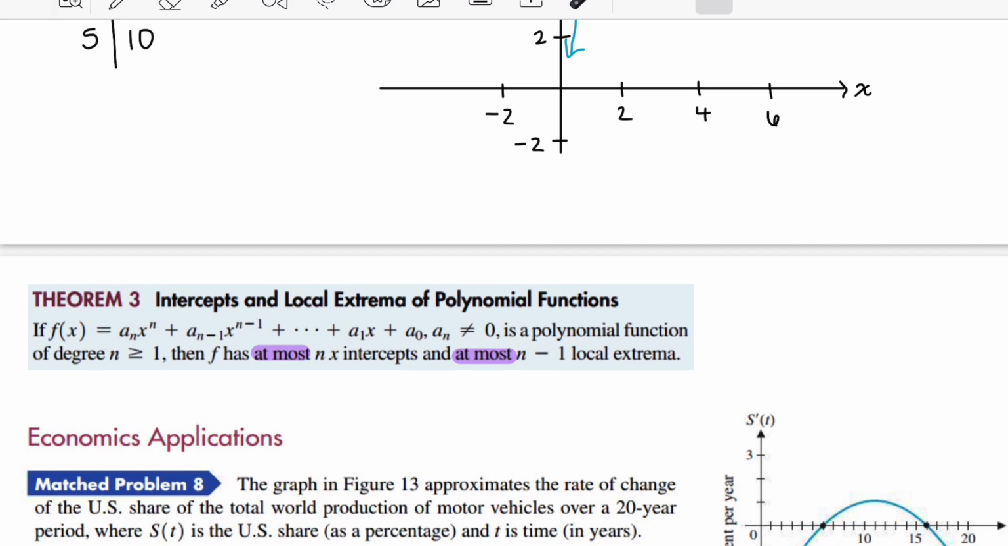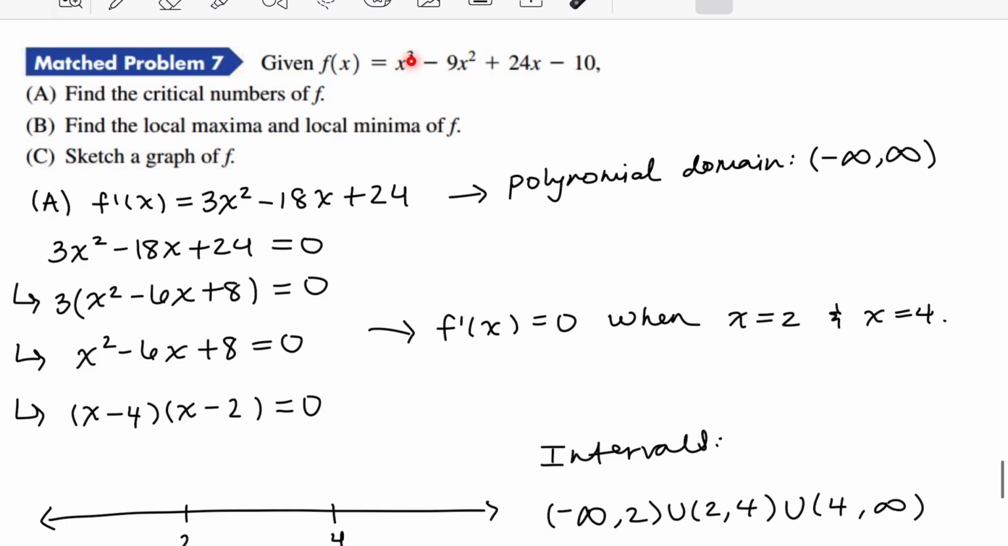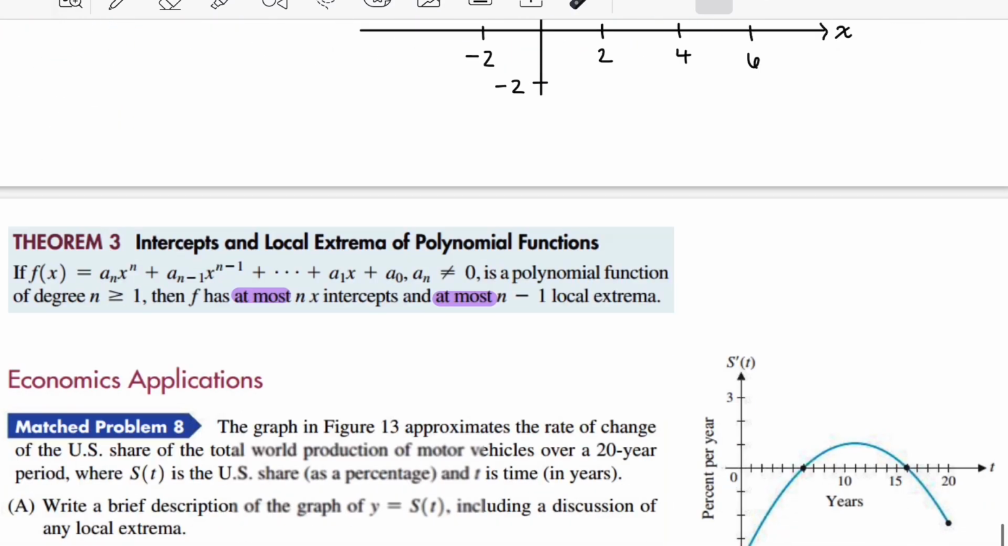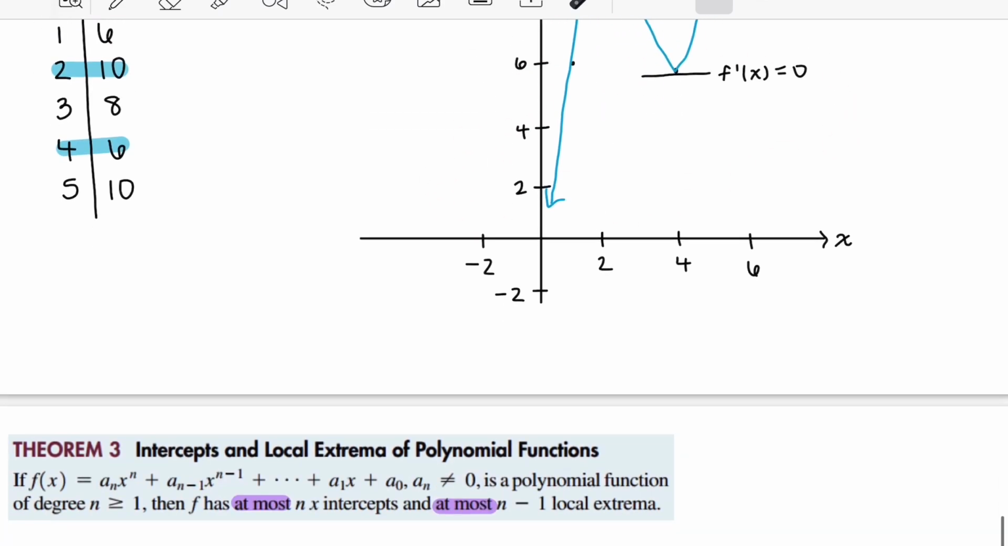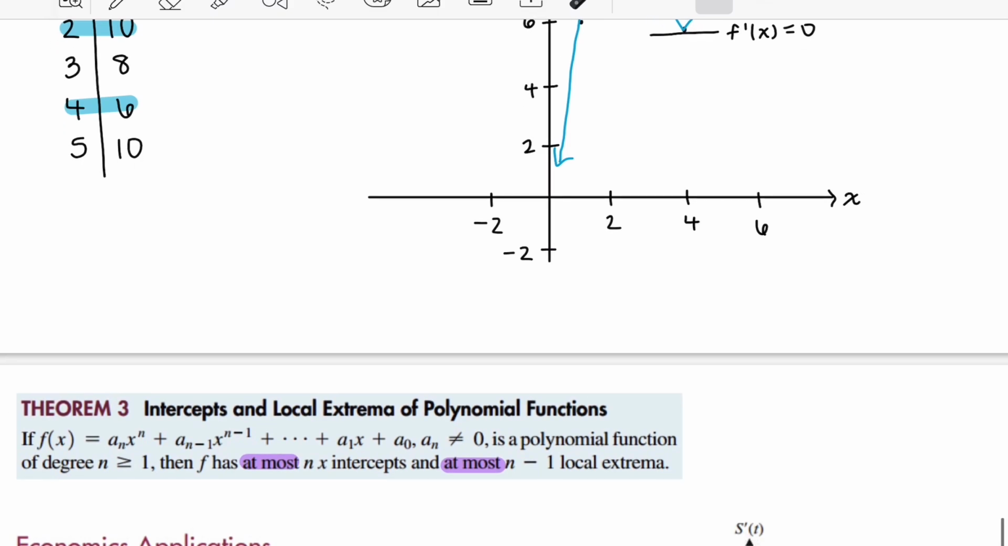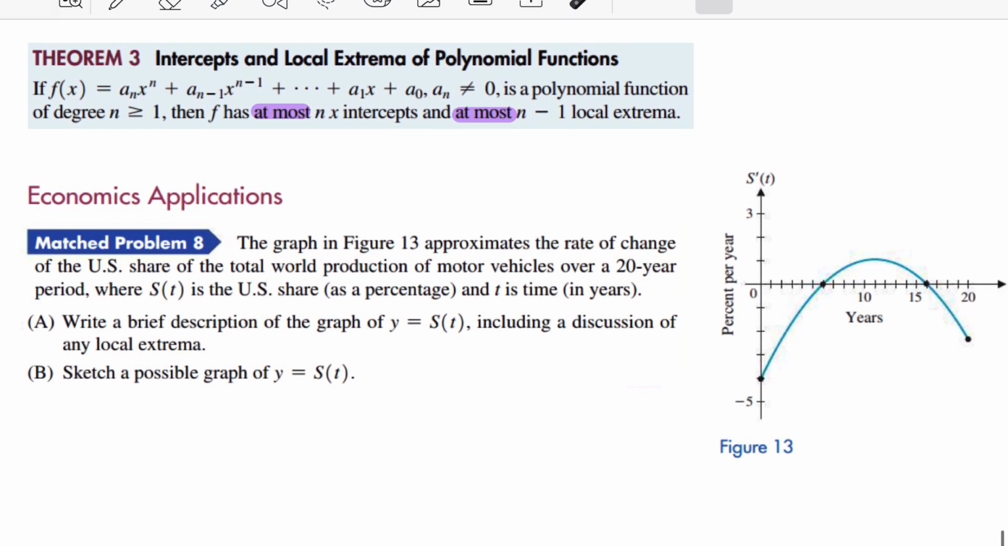For example, in the last problem, we had a function which had degree 3. So this means we would have at most 3 minus 1, so 2 local extrema. And so if we did find 3 in this case, then we know we'd be in trouble. So this is just a little theorem that you can check your work with. But lastly, let's go into this example here.